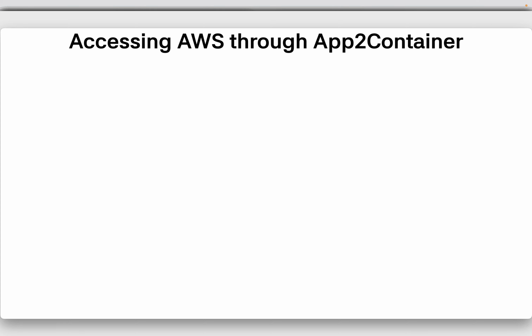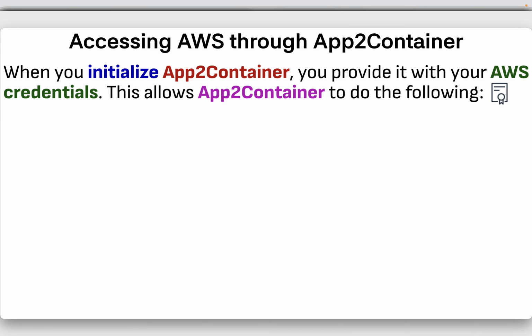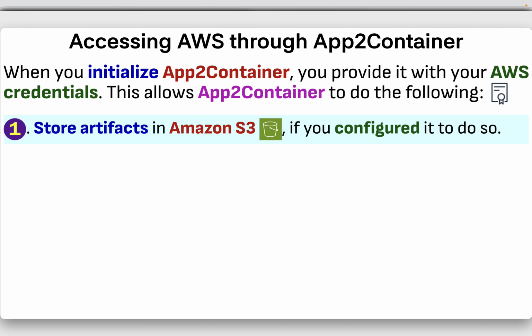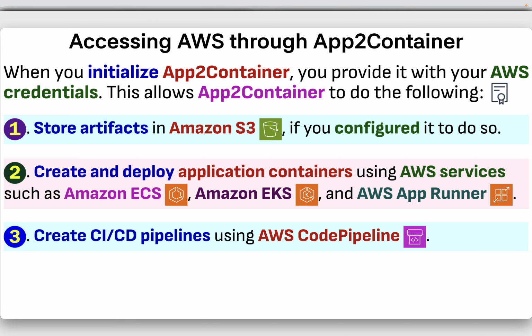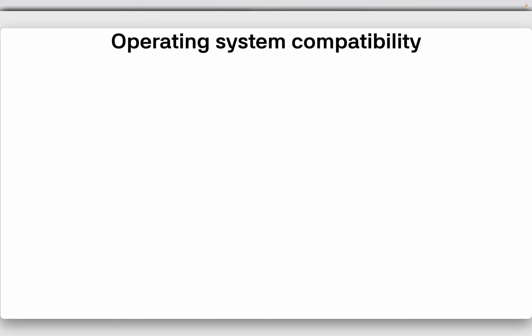Accessing AWS through App2Container. So when you initialize App2Container, you provide it with AWS credentials. This allows App2Container to do the following. First, store artifacts in Amazon S3 if you have configured it to do so. Second, create and deploy application containers using AWS services, which I talked about, ECS, EKS, and AWS App Runner. And create CI/CD pipelines using Code Pipeline.